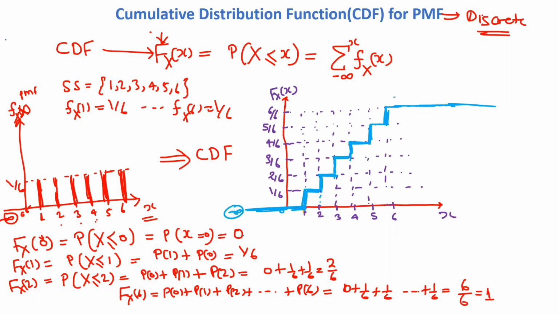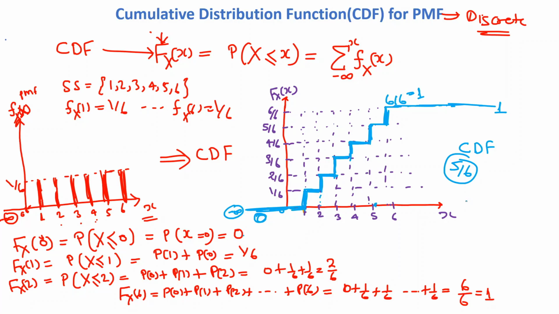So here, what is the value we are getting? 6 by 6 equal to 1. So this would be your 1 and this would be your 0. So this way you can draw the cumulative distribution function graph. By using this particular example, if anybody wants to know what the cumulative distribution probability at 5 is, you can easily tell that at 5 it would be 5 by 6.